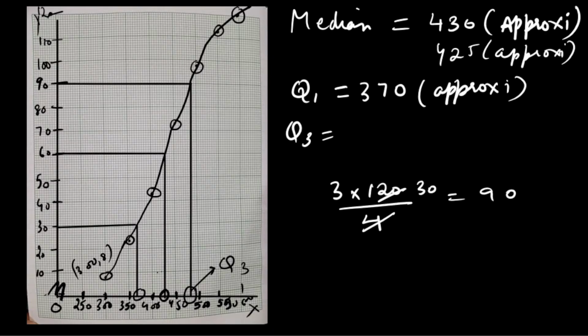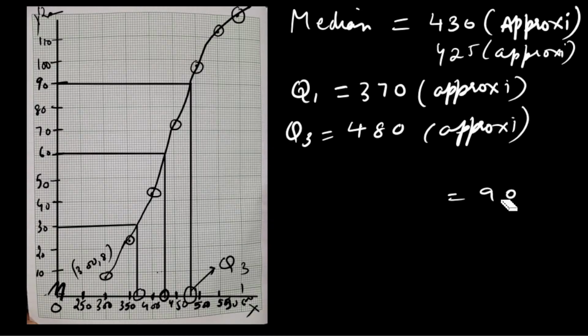So what is the value of Q3 you are getting? I'm getting around 480, 490 and 500. I'm getting around 480. Approximately, this is not the exact value because from my graph, whatever I'm seeing, I'm just writing. The graph is not very proper. 485 Aditya is getting. Okay. So 480 to 485 you can write. So I have taken this value.